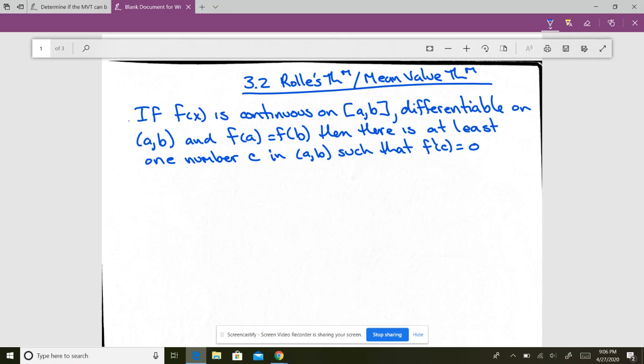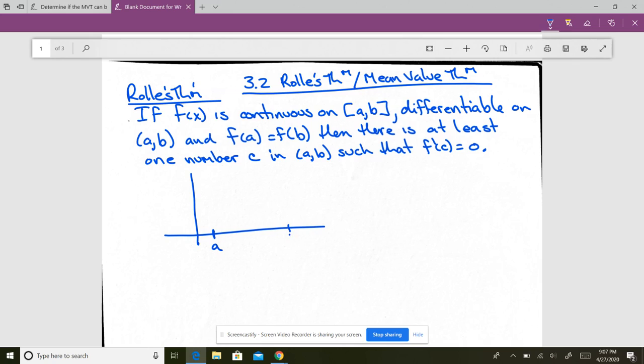So this is Rolle's theorem here. It says if f of x is continuous on the interval [a, b], it's differentiable on the interval (a, b), and f of a is equal to f of b, then there is at least one number c in (a, b) such that f prime of c is equal to 0. Okay, what the heck does that mean? It means this.